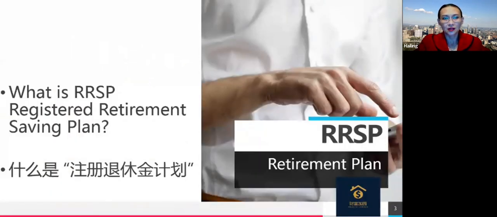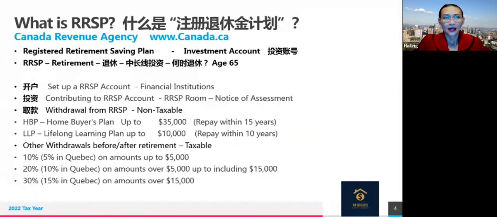So what is registered retirement saving plan? I take all the information down from Canada Revenue Agency. So this is the website, www.canada.ca. Okay, I summarize the information in the government website. Registered retirement saving plan. It is an investment account. So when you put the money there, you can save up for your retirement. Usually in Canada, retirement age is at the age 65.